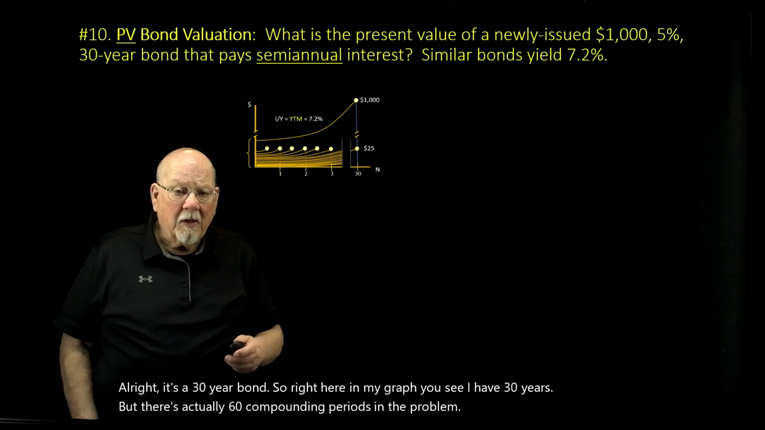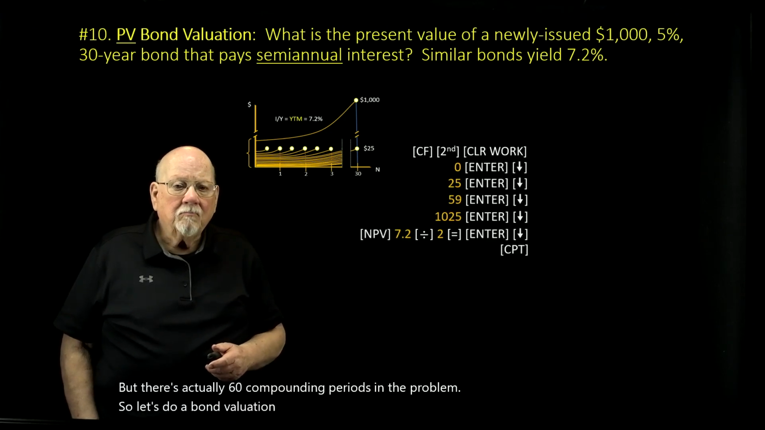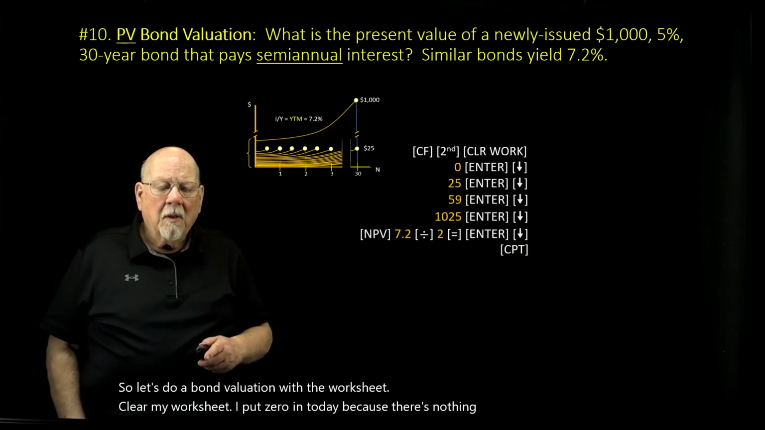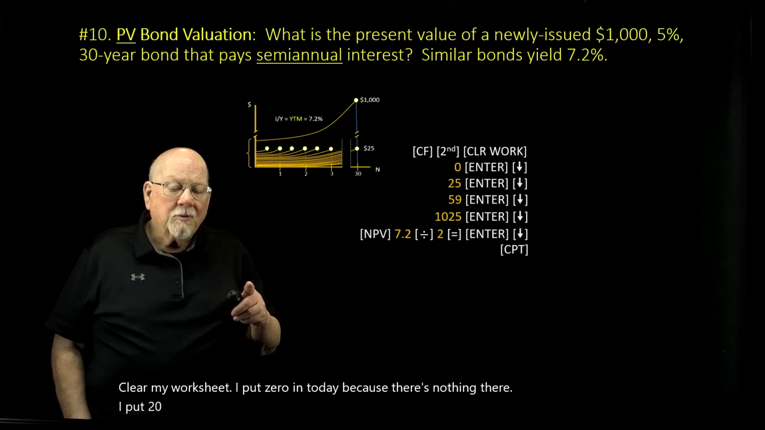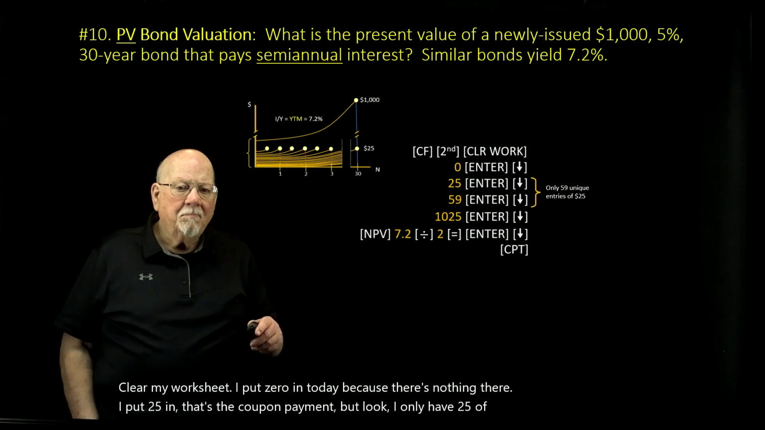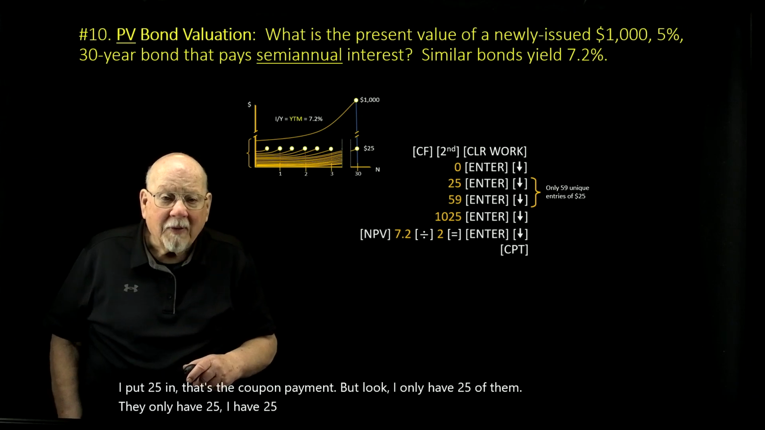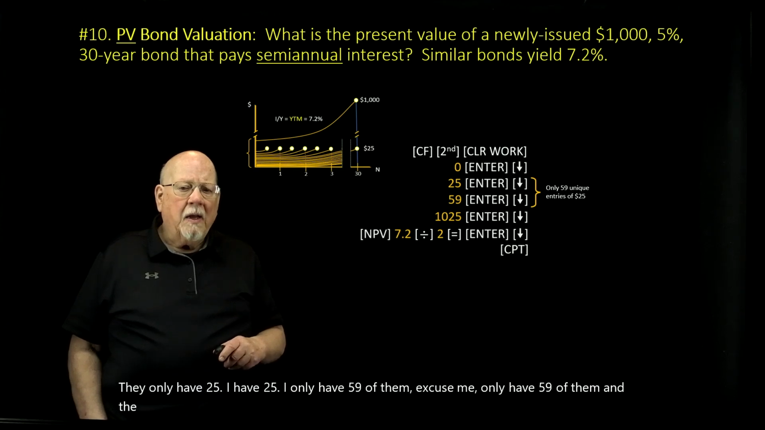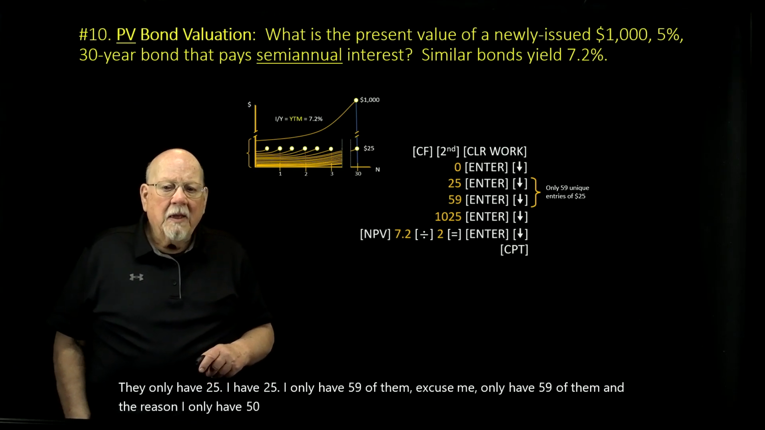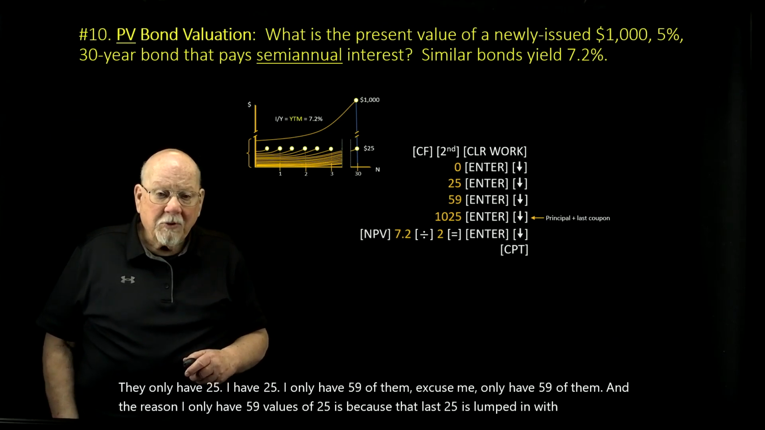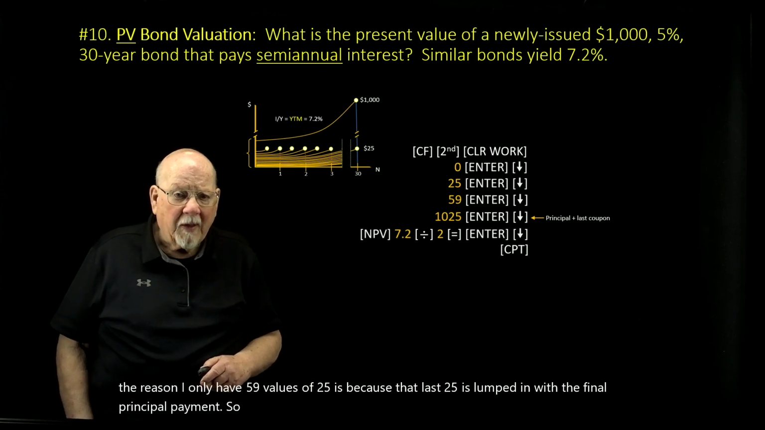So let's do a bond valuation with the worksheet. Clear my worksheet. I put 0 in today because there's nothing there. I put 25 in. That's the coupon payment. But look, I only have 59 of them. And the reason I only have 59 values of 25 is because that last 25 is lumped in with the final principal payment. So that comes out to 1,025.